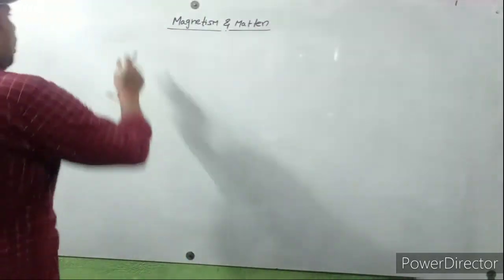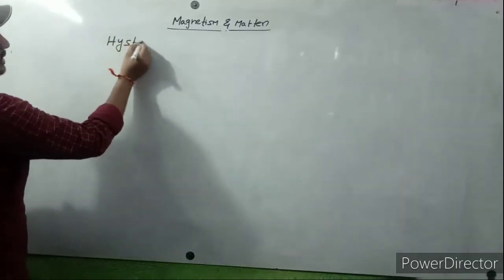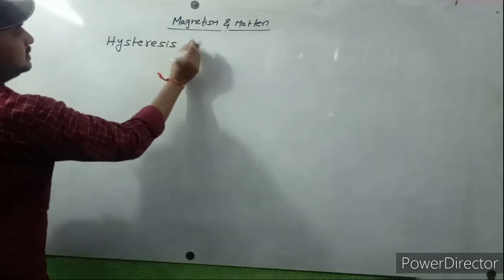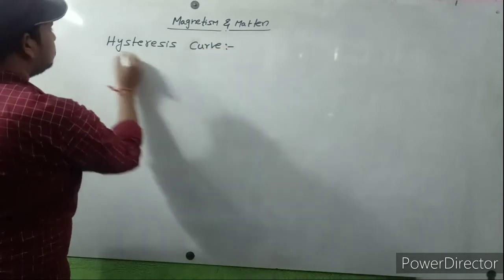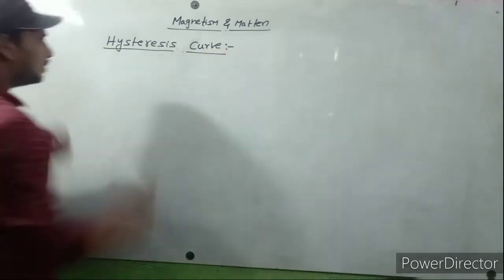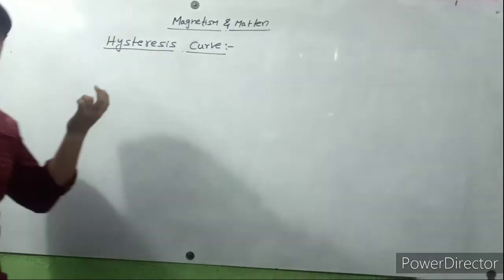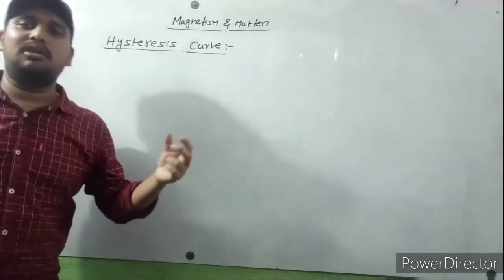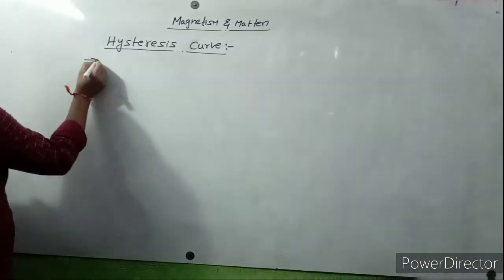So now, hysteresis loop, hysteresis curve. What is meant by hysteresis curve? Which materials are mainly involved in the hysteresis curve, and why only those materials are involved in the curve, I will discuss. Ferromagnetic materials.